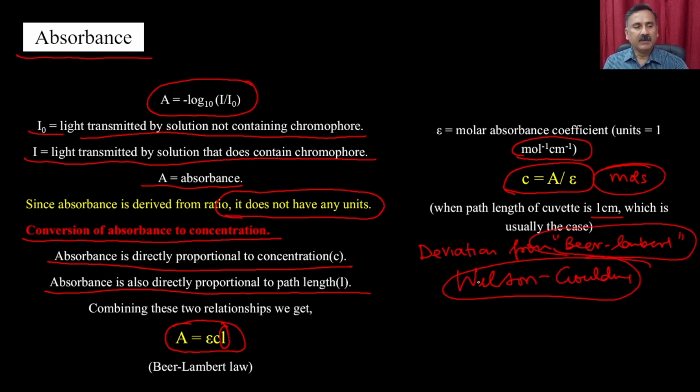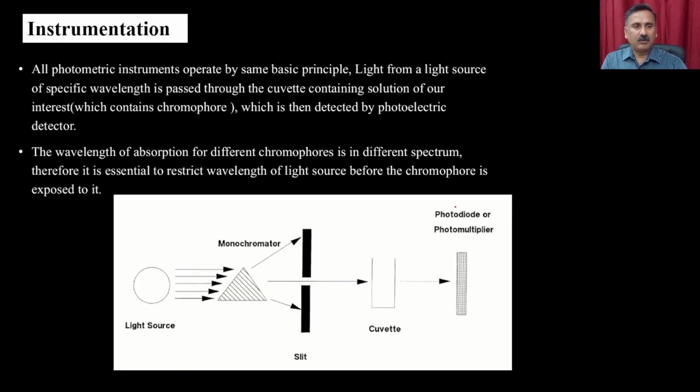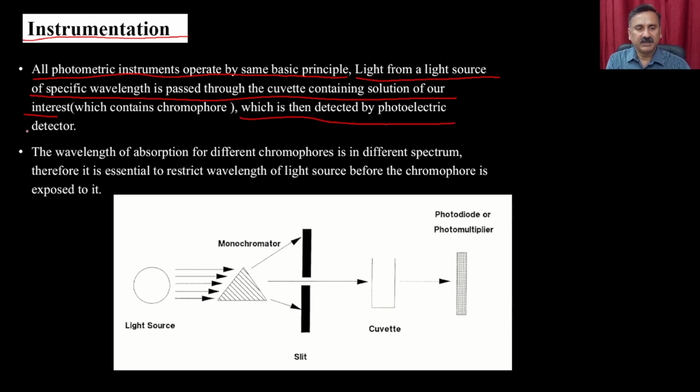Now let's talk about the instrumentation part, the instrumentation of the spectrophotometer. All photometric instruments operate by the same basic principles. Light from a light source of a specific wavelength is passed to the cuvette containing the solution of our interest, the molecule for which you want to measure the absorbance, which is then detected by the photometric detector.